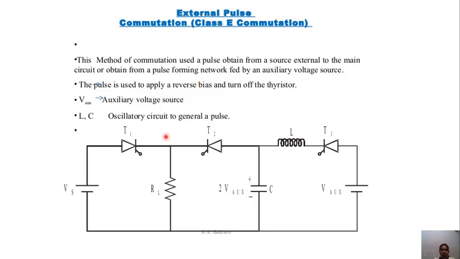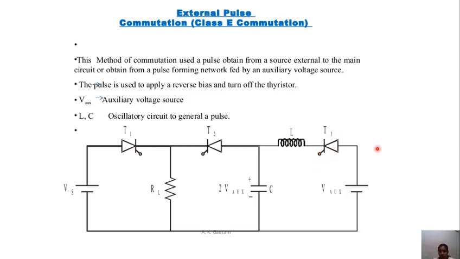Now we will see the working of this circuit. T1, T2 and T3 are thyristors. RL is the load. There is an inductor. This is the auxiliary voltage source and this is a capacitor C. So initially we trigger T1. This acts as a closed switch and load current starts flowing through RL. Now we need to turn off this main thyristor. So what we do first is trigger this thyristor T3.